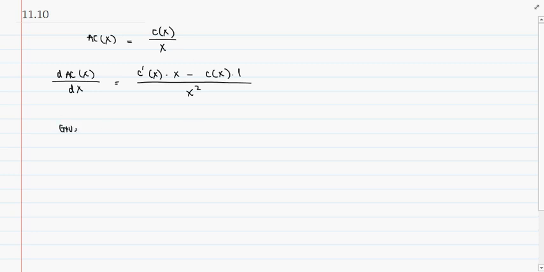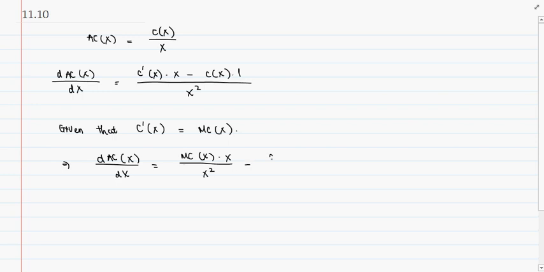Given that C'(X) is just the derivative of the total cost function with respect to X, we know that it is equal to the marginal cost function. So if we substitute that in here, I got dAC(X)/dX equal to marginal cost of X times X divided by X squared, minus C(X) divided by X squared.